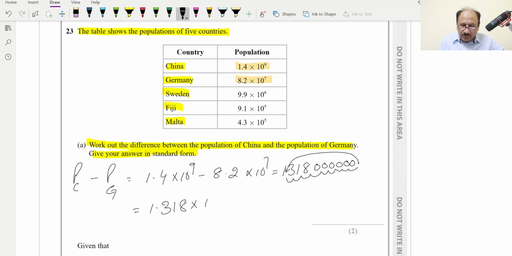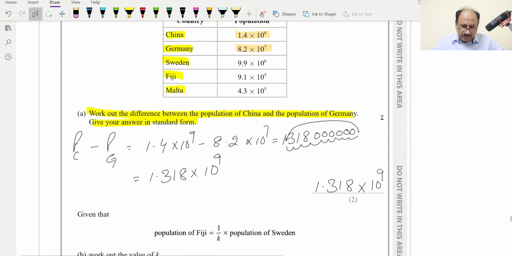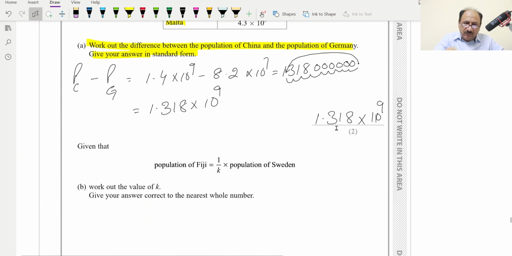So this will be a plus power, so 1.318 into 10 raised to the power 9, and because we are taking jumps to the left, the power will be positive. If we are taking jumps to the right, it will be negative. So 1.318 into 10 raised to the power 9, this will be our final answer for this question. Hopefully you understood this.